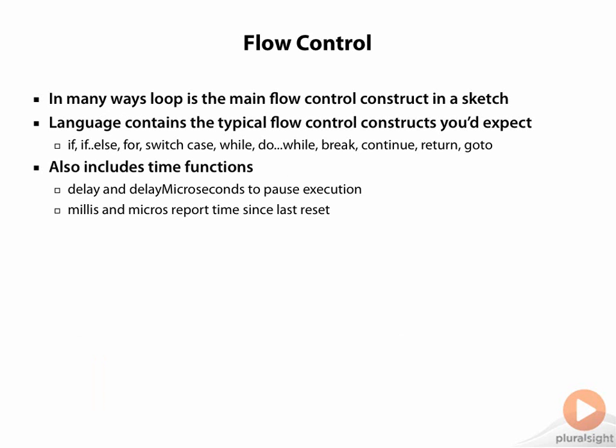So you have the typical flow control that you'd expect in a C language. We have if else, for, switch statements, while, do while, break, etc. In terms of flow control, the flow control of the overall sketch is determined greatly by the loop function. Remember the loop function, and we'll talk more about the loop function, executes over and over and over and over again. So that in and of itself is a method of flow control.